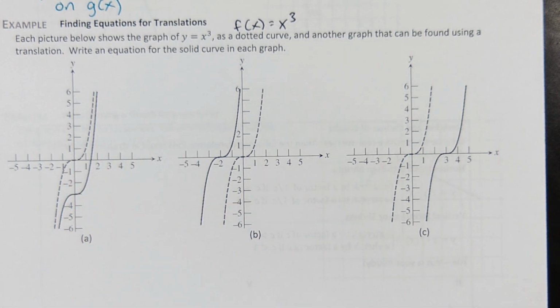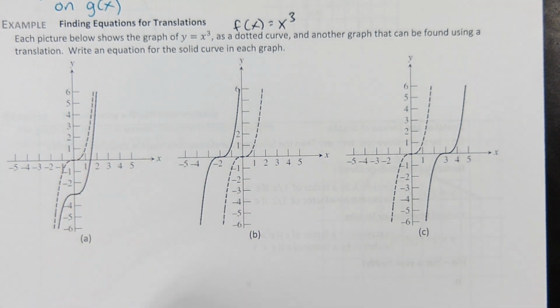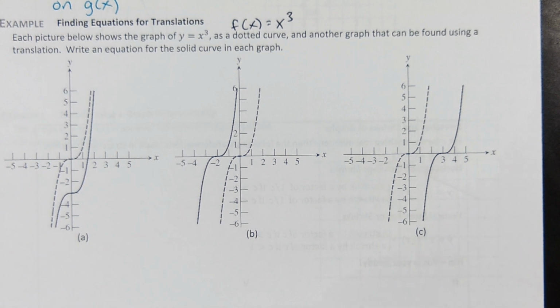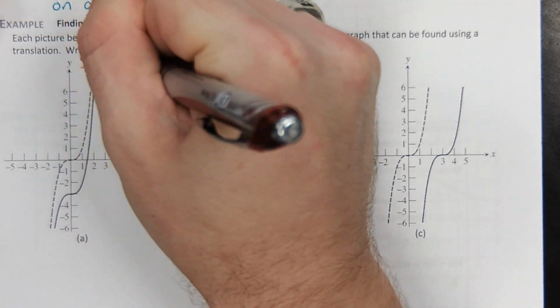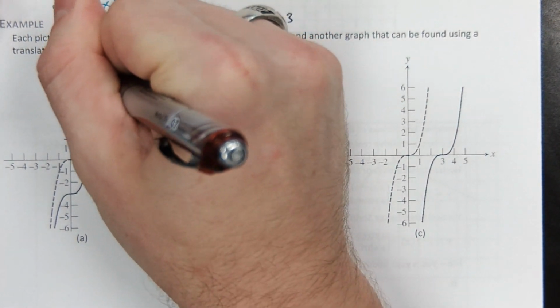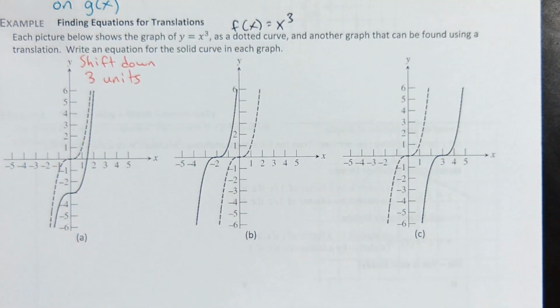what would I need to do to the dotted graph to get to the solid one? We're going to make this dotted one become the solid one. What would I have to do to this dotted one? You have to shift it down by 3. Shift down 3 units. Sounds good to me. Here's a color I haven't used yet. Perfect. Shift down 3 units. That is the verbal description.